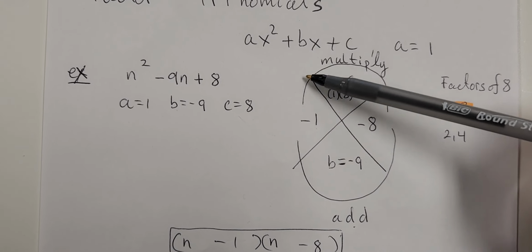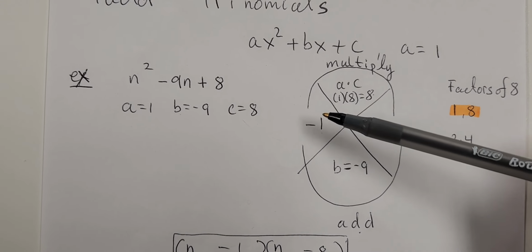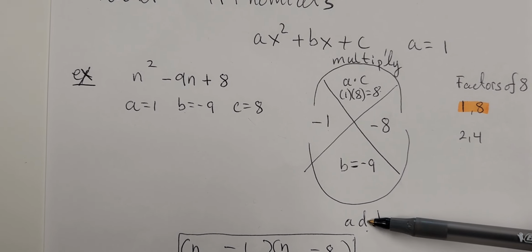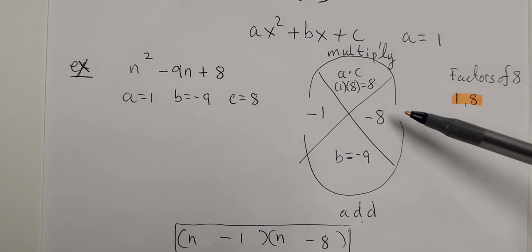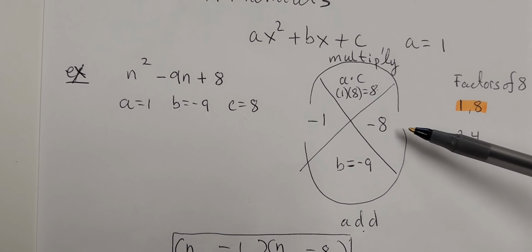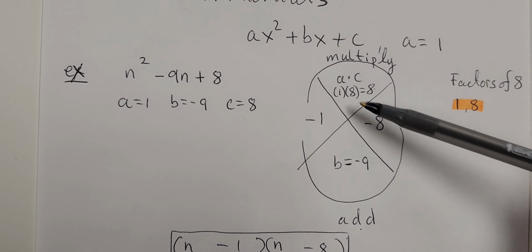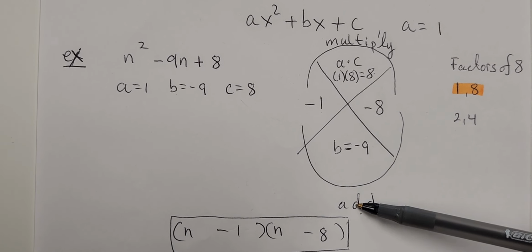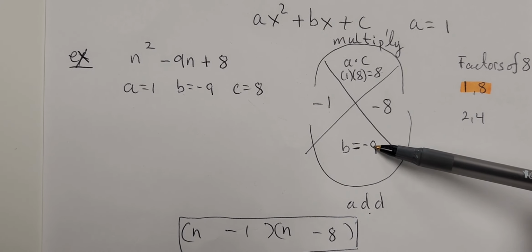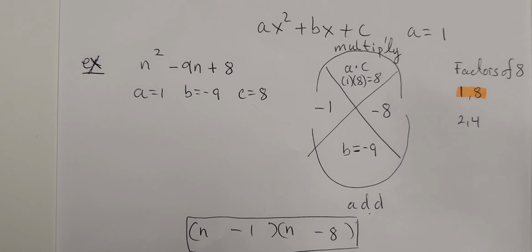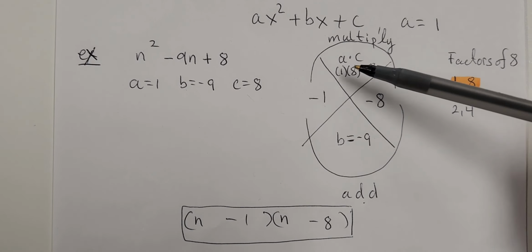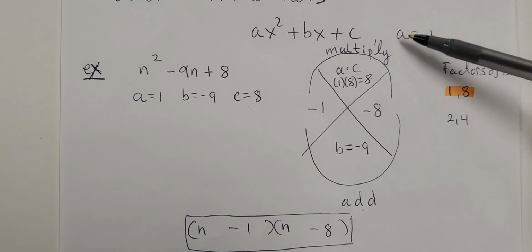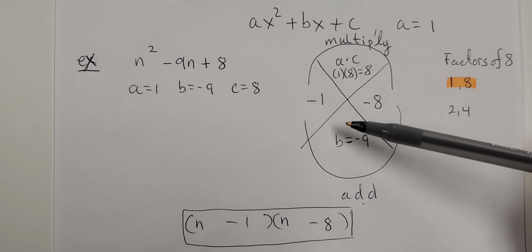On the top, you will multiply, and on the bottom, you will add. So negative 1 times negative 8 gives me positive 8, and negative 1 plus negative 8 gives me negative 9. Since a is 1, you are done with this procedure.